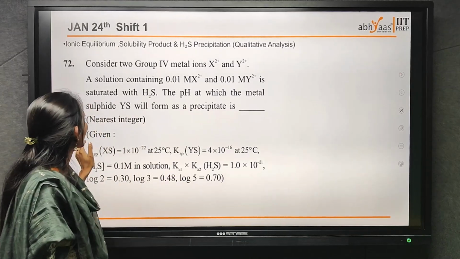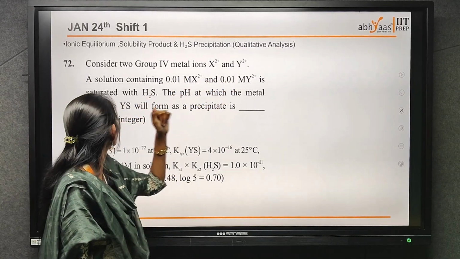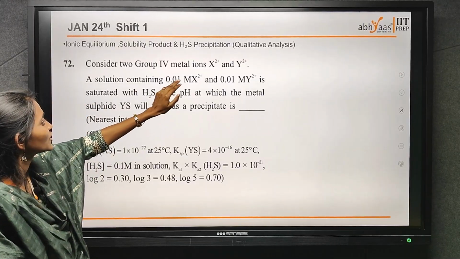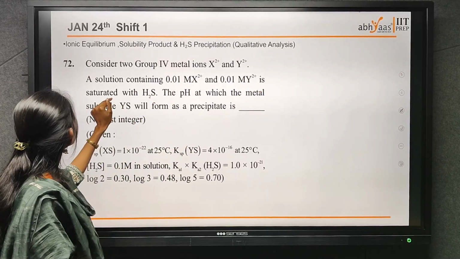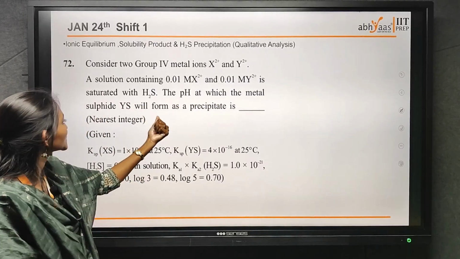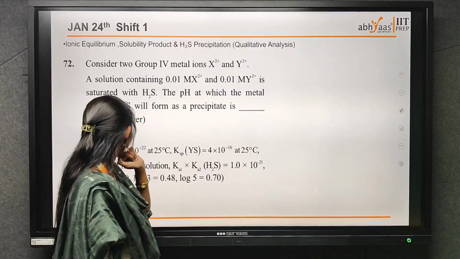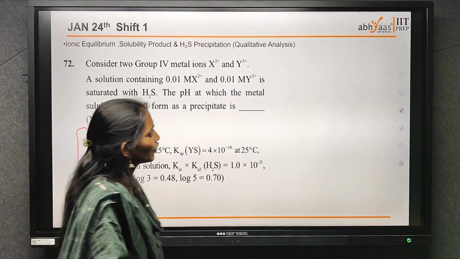This question is asked from ionic equilibrium. Consider two groups of 4 metal ions X2+ and Y2+. A solution containing 0.01 M X2+ and 0.01 M Y2+ is saturated with H2S. The pH at which metal sulfide YS will be formed as precipitate. So again they are giving all these equations and we need to apply the formula.